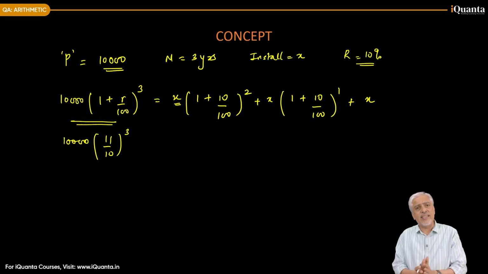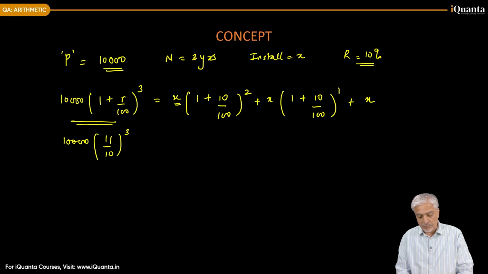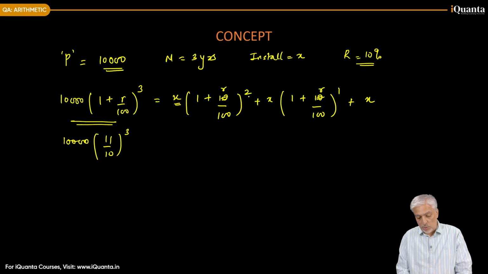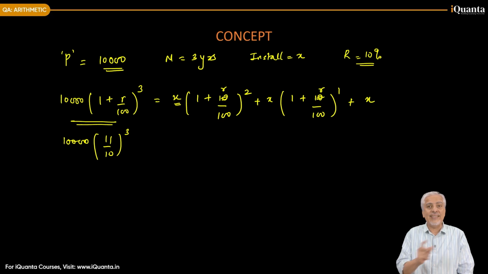Okay, so this becomes my right hand side equation. And this will be a standard thing. Every single time you will make this equation. So over here, this is 10. You could write it as R. So this becomes like a formula. If X is your installment, R is the rate, and the number of years is 3, then this will always be 2. So you will start with 1 less than the number of years. So N is 3, you'll start over here with 2, 1 and 0.